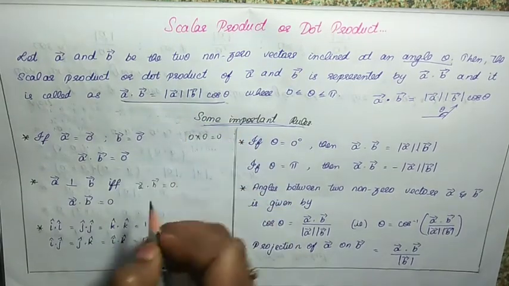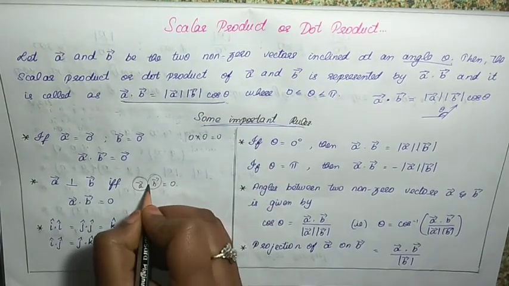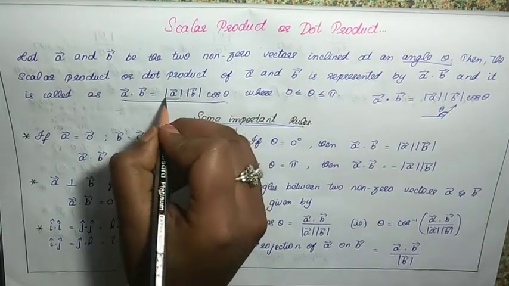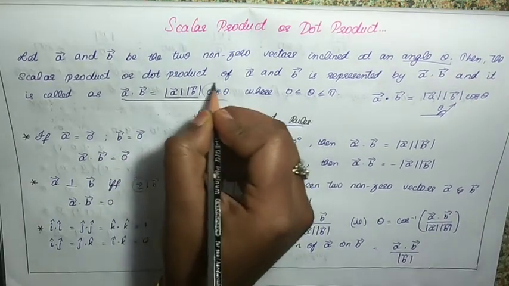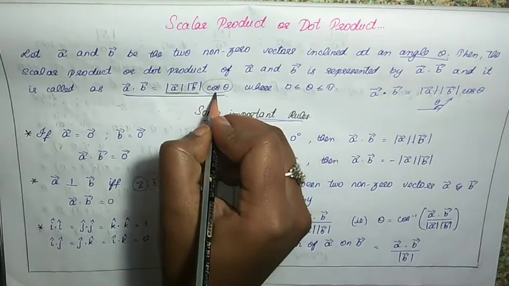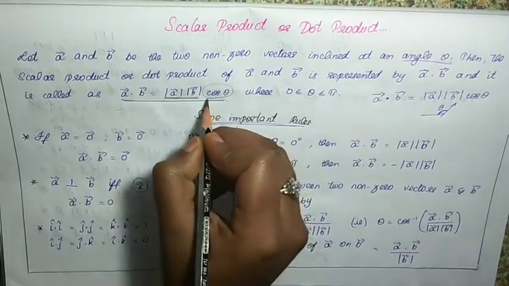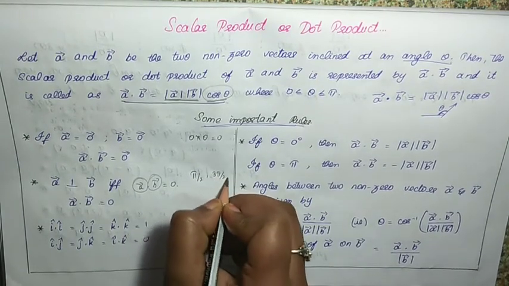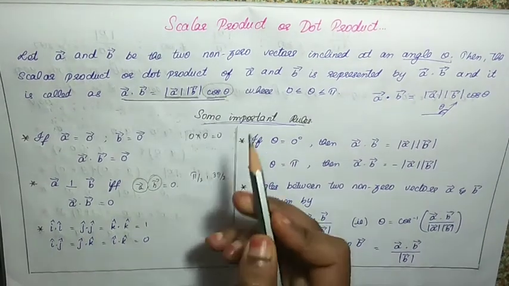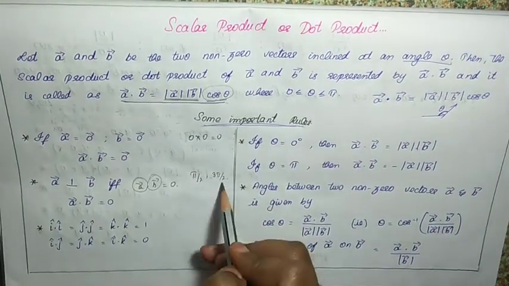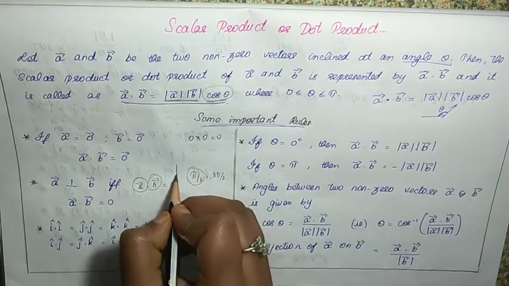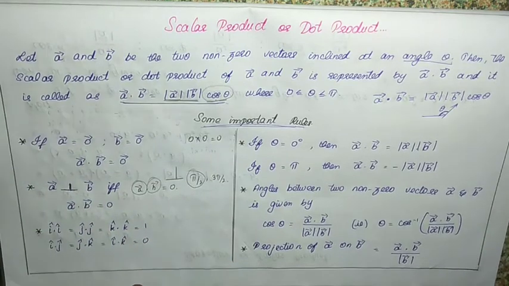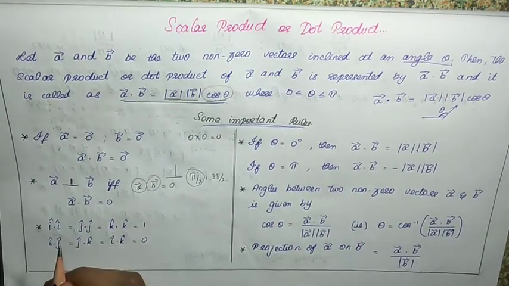If a vector dot b vector equals 0, and a vector and b vector are not equal to 0, then their magnitudes will be greater than 0, so these two can't be 0. Only this part can be 0. Cos theta is 0 only at pi by 2 and 3 pi by 2, right? If it is pi by 2, it means they are perpendicular. Therefore, a vector is perpendicular to b vector if and only if their dot product is 0.